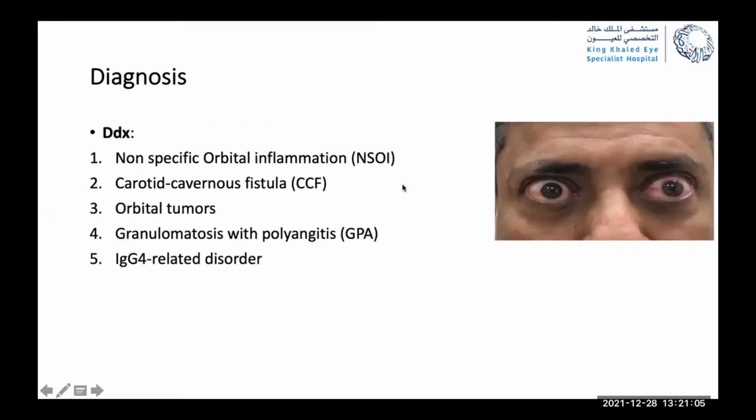Okay, what are the differential diagnoses of thyroid eye disease? Non-specific orbital inflammation, carotid cavernous fistula, orbital tumors, granulomatosis with polyangiitis, IgG4-related disorder. And each one has its special history and examination, and also lab workup, so you can rule in or rule out compared to thyroid disease.